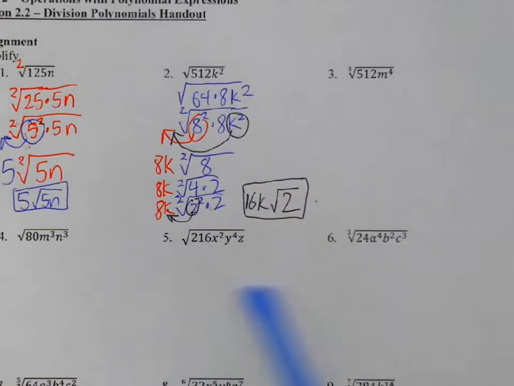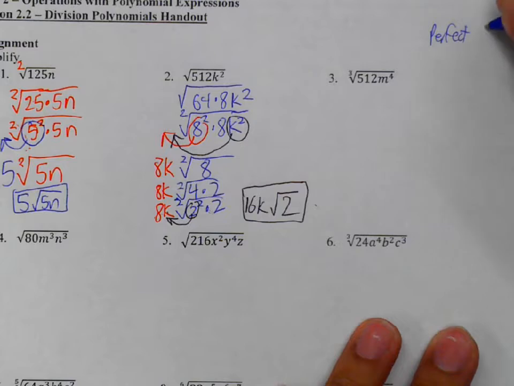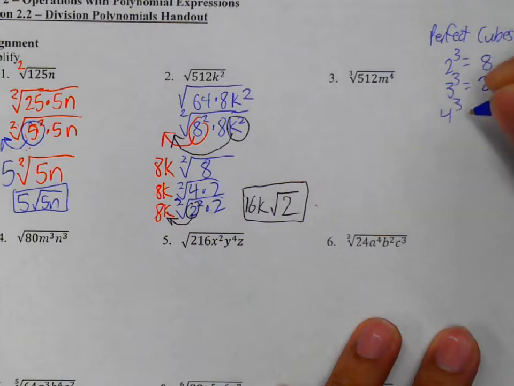So I may make a new list over here. So again, I skip 1 because 1 cubed is still 1. That's not really going to change anything. 2 cubed, 2 times 2 times 2 is 8. 3 cubed, 3 times 3 times 3 is 27. 4 cubed, 4 times 4 is 16, times another 4 is 64. 5 cubed, 5 times 5 is 25, times another 5 is 125.